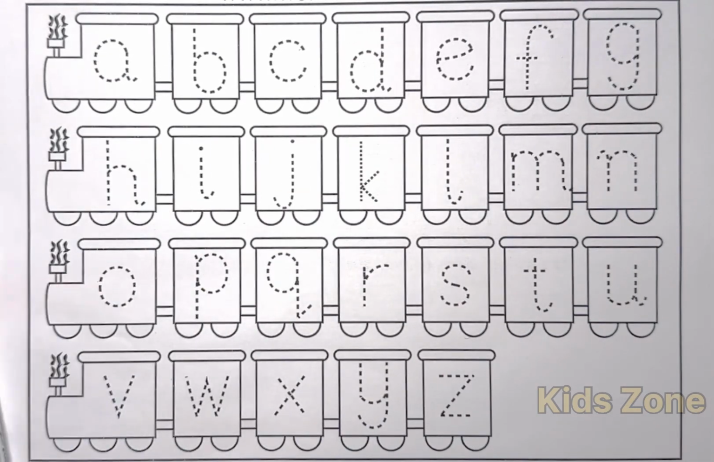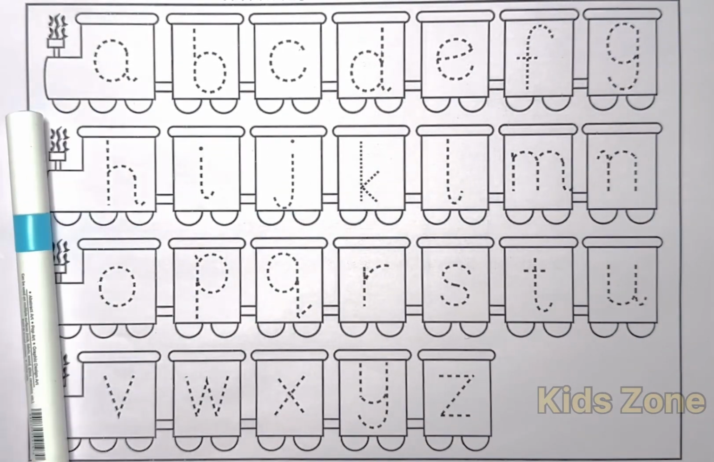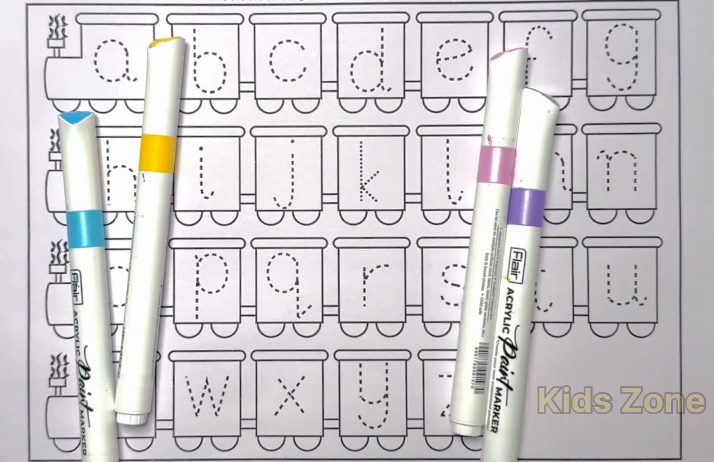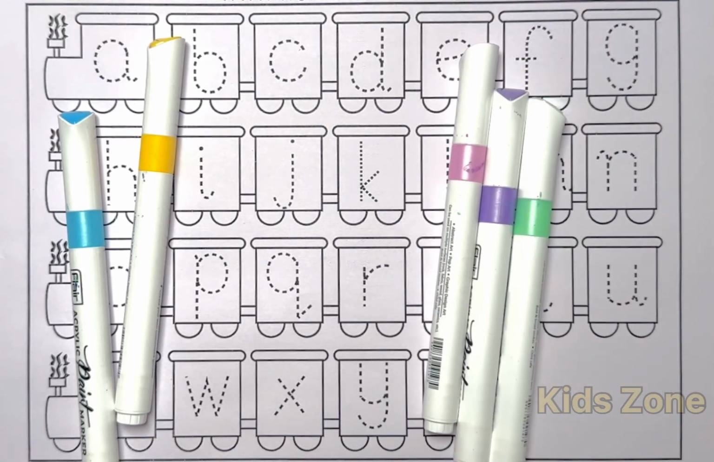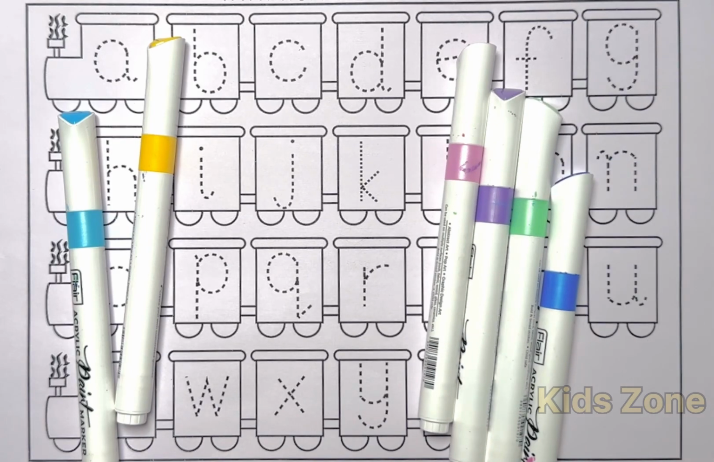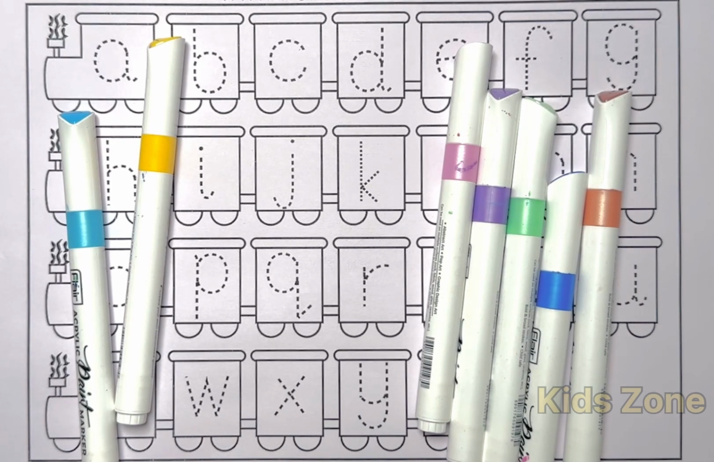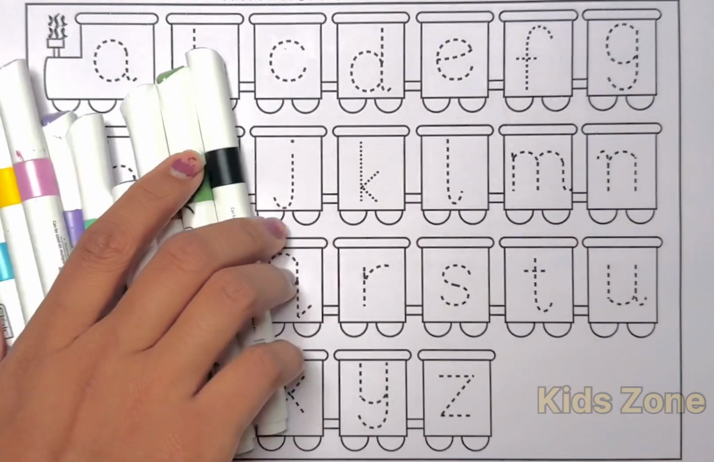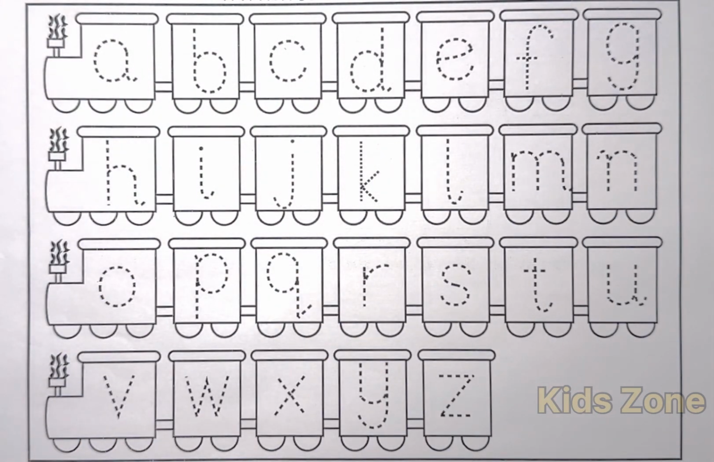Red color, sky blue color, yellow color, pink color, purple color, green color, blue color, brown color, dark green color, black color. Now let's learn some alphabet.